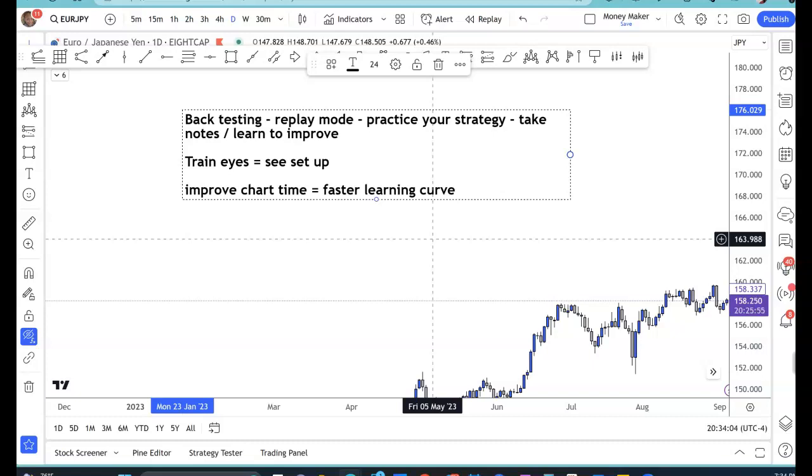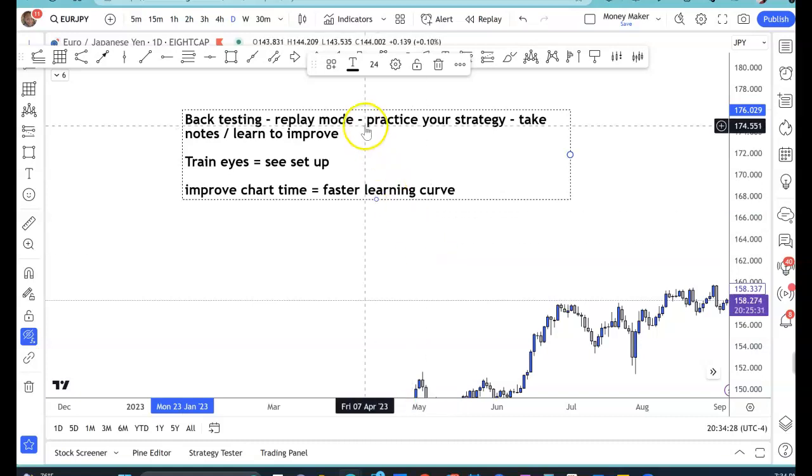And then you also have to think about the setups. How often do they come? So if you're only trading or practicing your strategy during market hours, you're not putting in a lot of time. And so back testing can help you put in more chart time to help increase your learning curve a little bit faster and understanding as well. Now let's talk about forward testing.